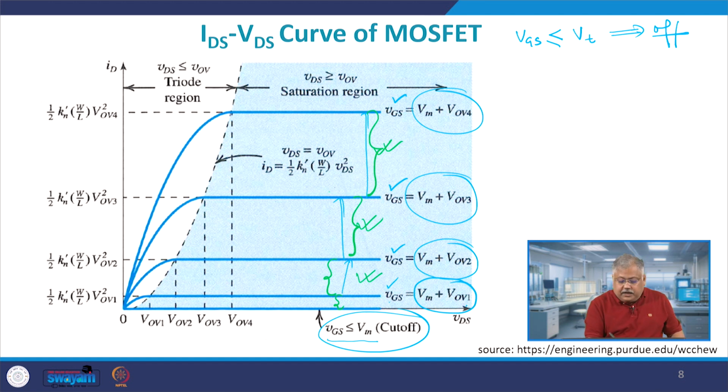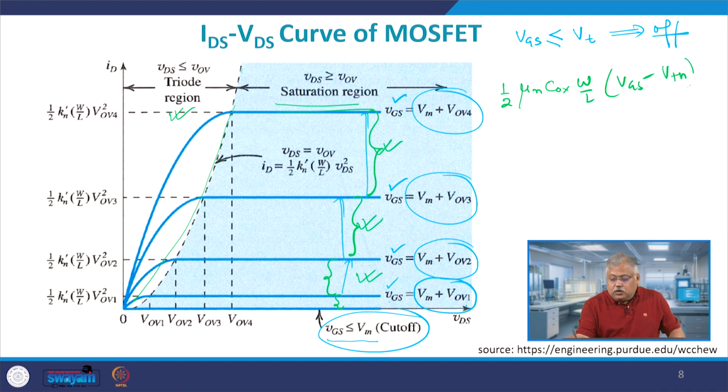If you look at the current equation in saturation, this region to the left is known as the triode region, and to the right is referred to as the saturation region. In the saturation region, we define the current to be equal to half of mu n C oxide W by L times (VGS minus VTN) whole squared.